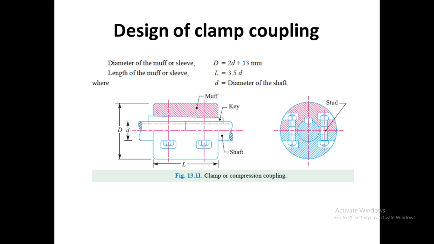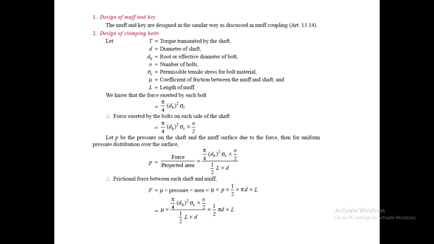Next we can see the design of a clamp coupling. Similar to the muff coupling, here the diameter and the length equations are the same. Here we can see that there are bolts additionally provided. The length of the coupling is capital L, the diameter of the coupling is capital D, and the diameter of the shaft is small d. You have clamps or bolts or studs which are used to connect both the muff and the shaft. The design for the muff and the key is similar to the previous coupling design, and we only need to design the bolts in addition to the existing design.